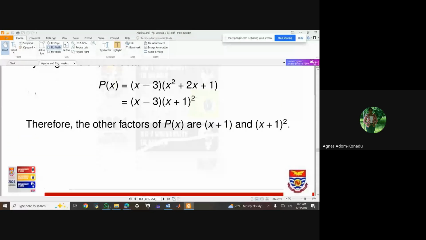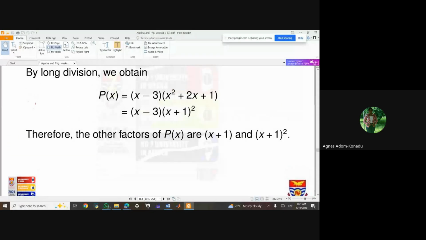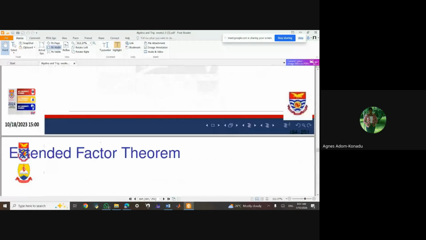Sorry, so the factors are supposed to be x minus 3 and then x plus 1 squared.